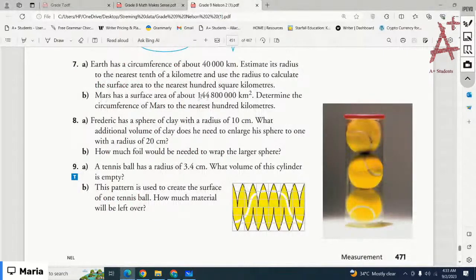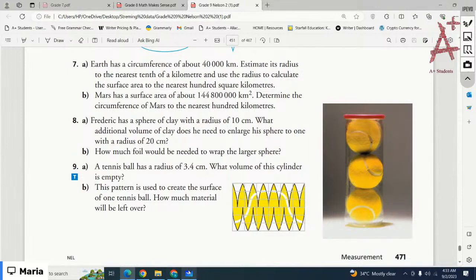Mars has a surface area of about 144 kilometer square. Determine the surface area of Mars to the nearest 100 kilometer. You have to calculate the radius of the Mars, right? You are given the surface area. You have to calculate circumference. You are given the surface area, right?